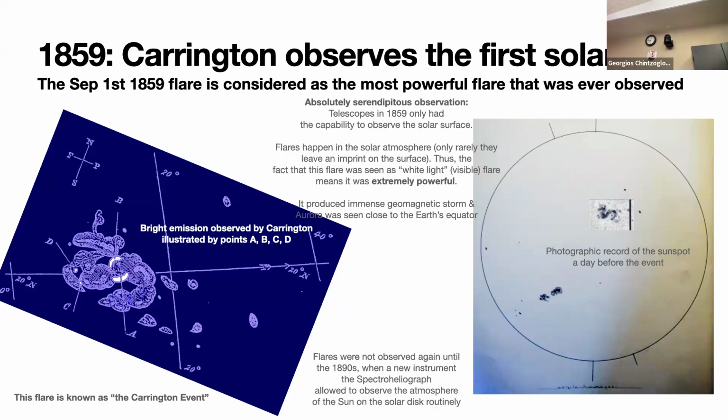However, one thing to point out here is that it was a serendipitous observation. There was no such event observed on the sun since then. Why? Because at that time, we didn't have the technology. Carrington and other people all over the world were only able to observe the sun in this kind of way. You could only see where the sun is, what its extent is, and sunspots. That's all you could see.